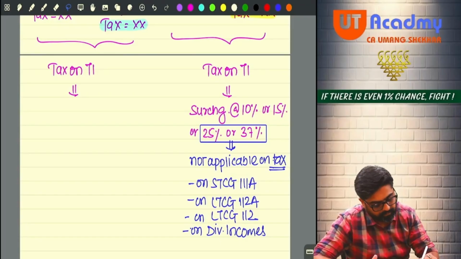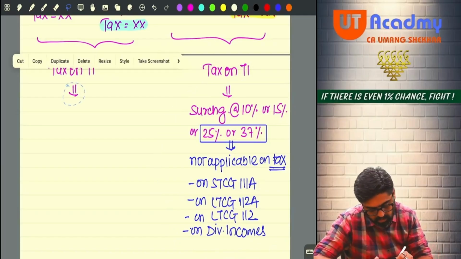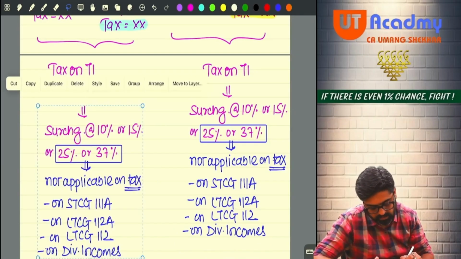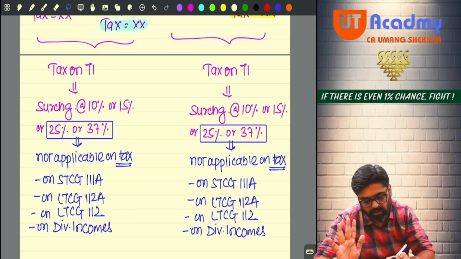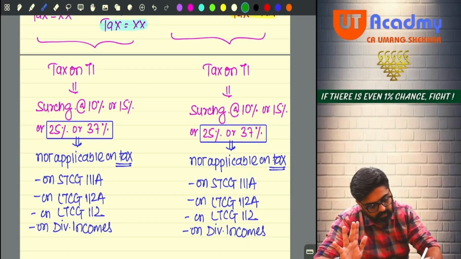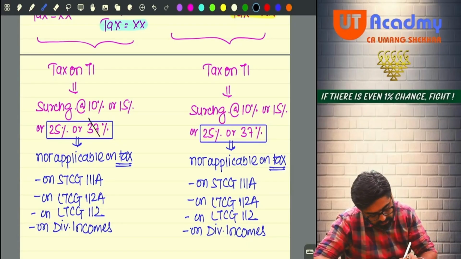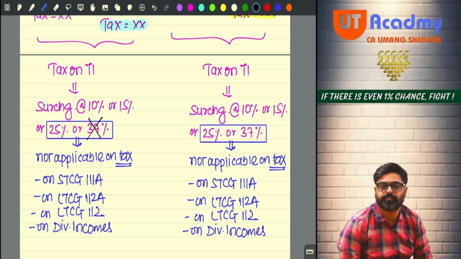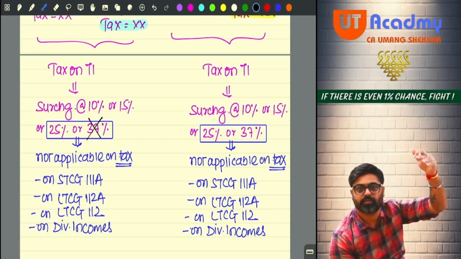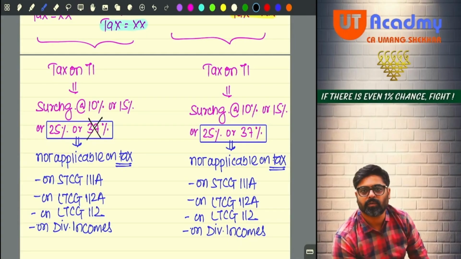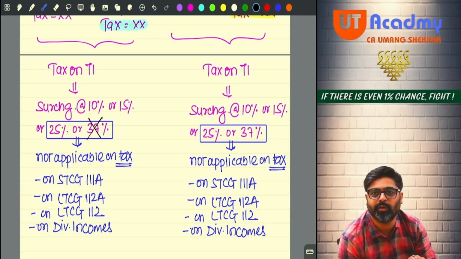Now pay attention. Copy and paste. Same thing. Can you see? Same thing. There is no change. But the only change is this 37% is not applicable. So if your total income is more than 5 crores, the rate of surcharge used to be 37%, no? Here it will remain 25% only. 37% is not applicable.